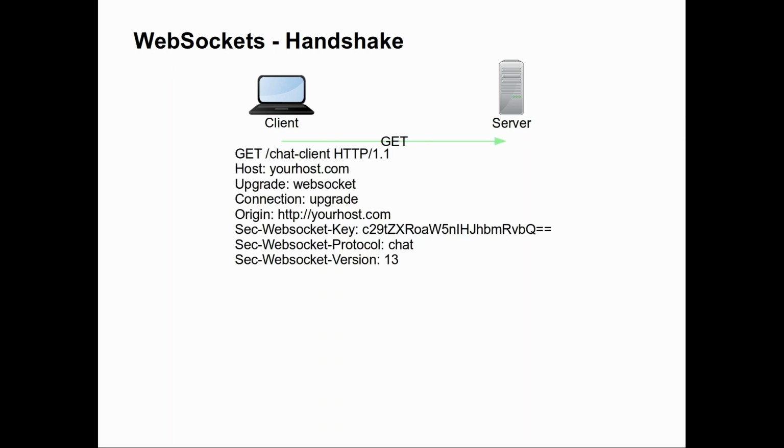So this is a request. The client sends a standard HTTP 1.1 request and says, for example, GET /chat. It specifies the host, and then specifies a header, Upgrade: websocket, Connection: Upgrade. This is a bit specific to WebSockets.